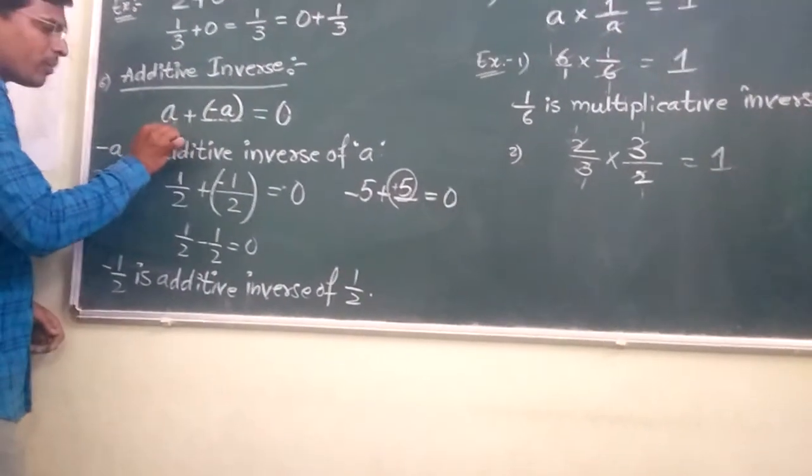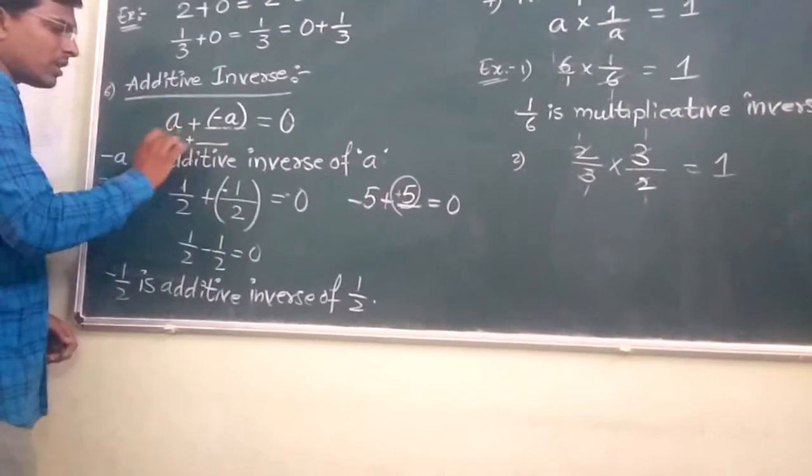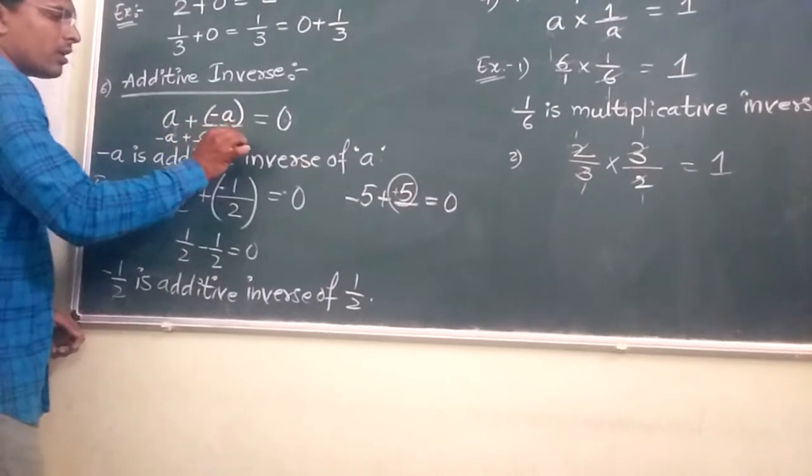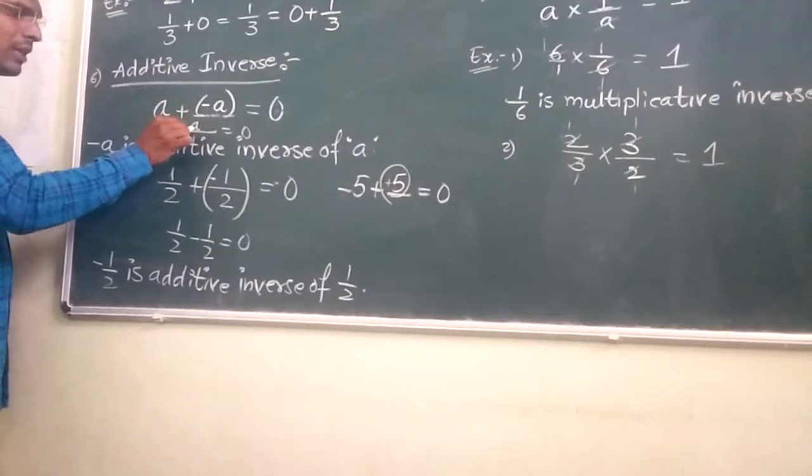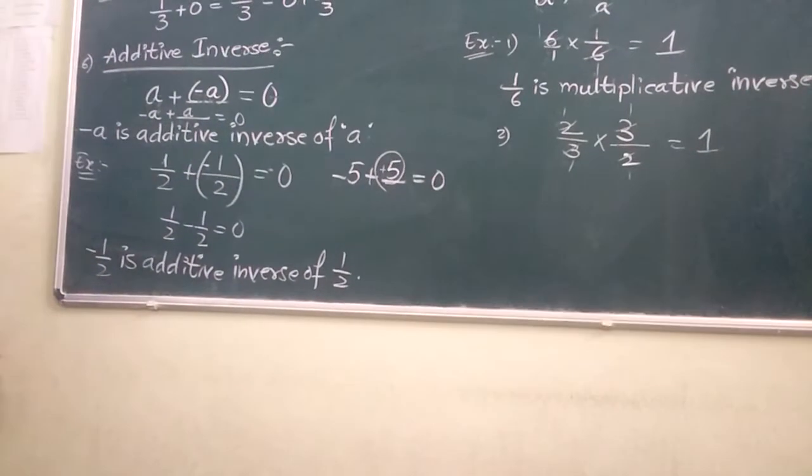Because if I add these two numbers, I am getting the sum as 0. So that's why minus a is the additive inverse of a. Sometimes they will give the number minus a. For this number, what do we have to add? Minus a plus a is equal to 0. So in the second example, a is the additive inverse of minus a.